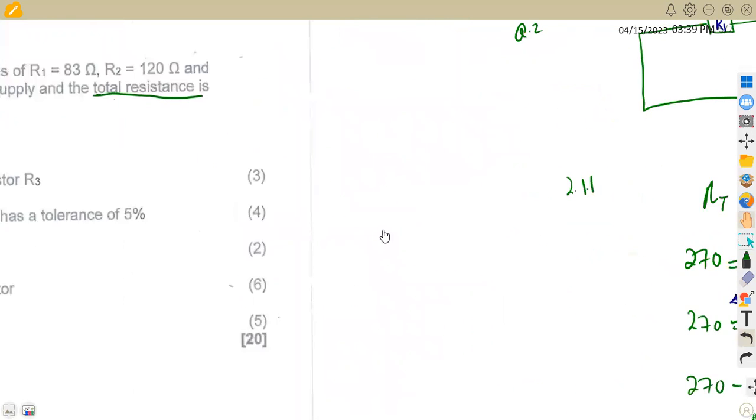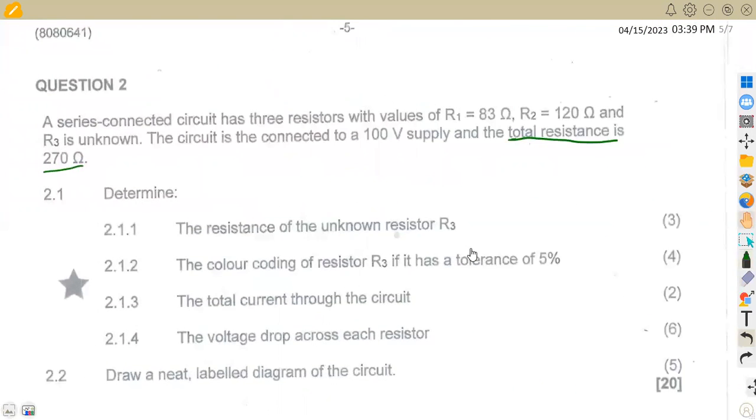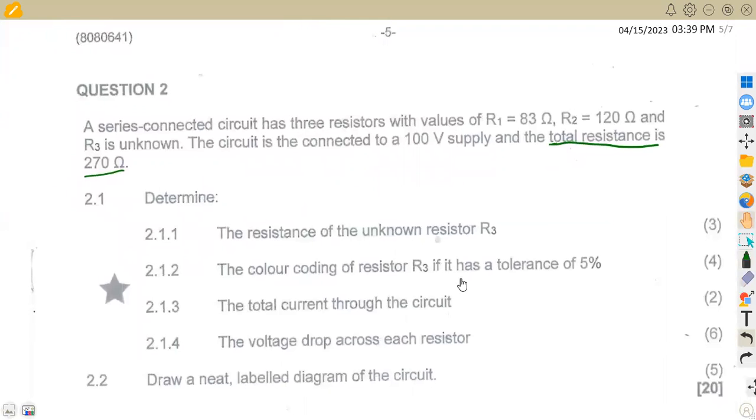That is the unknown resistor that we're given. Then the color coding of R3, if it has a tolerance of 5%. So if you have a wrong answer for R3, it affects this part also, because the R3 that you got is the one that you're working from.